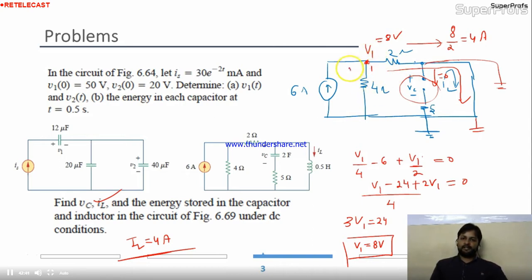See, what is the value of current in this branch? 8 by 4, it means 2 ampere. 2 ampere is the current over here, 4 ampere is the current over here. You need to calculate the VL. Can you apply the KVL?